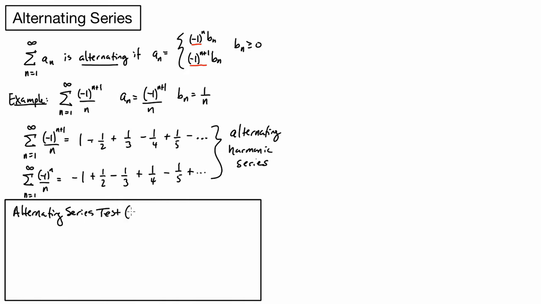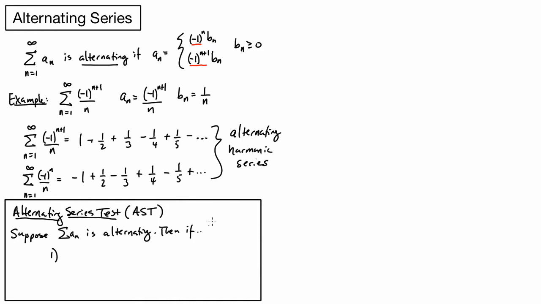Typically, I will abbreviate some of these tests, and so if you see me say AST, that's the alternating series test. Okay, so the alternating series test basically starts off supposing that you have an alternating series. So suppose that the sum of a_n is alternating.